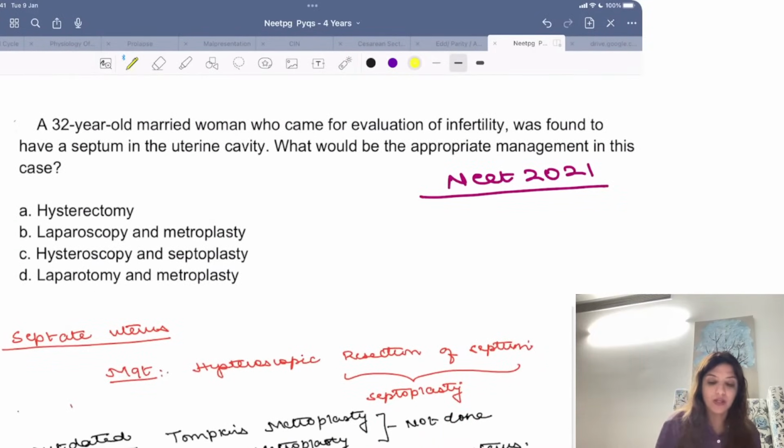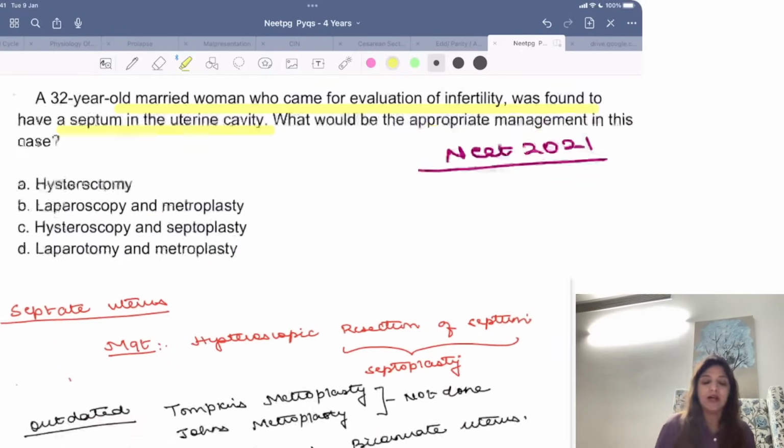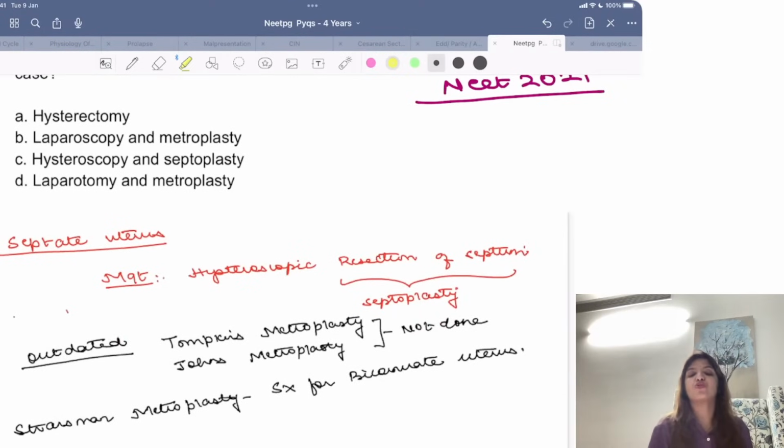A 32-year-old woman came for evaluation of infertility and there was a septum in uterine cavity. What would be the appropriate management in this condition? Now, how do you manage a septate uterus? The management of septate uterus is to remove the septa hysteroscopically, which is called hysteroscopic resection of the septa or hysteroscopic septoplasty. Earlier, the surgeries we used to do were Tompkins metroplasty and Jones' metroplasty. They are no longer done.